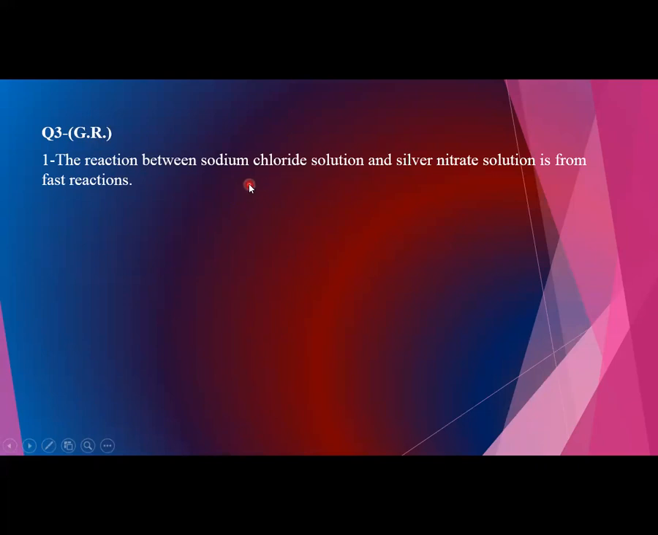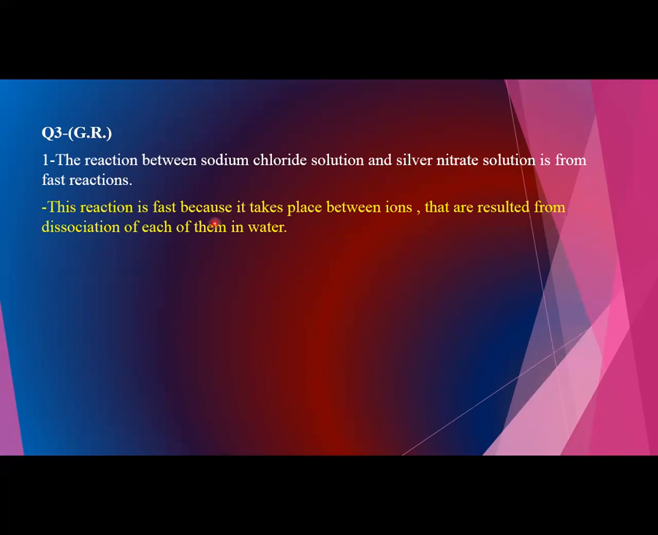So we agreed that the kind of bond affects the speed of the chemical reaction. If it is an ionic bond, it is faster than a covalent bond. This is very clear: ionic is faster because it takes place between ions. So what will the answer be? This reaction is fast because it takes place between ions that result from the dissociation of each of them in water. The dissociation gives Na positive and Cl negative, and the dissociation gives Ag positive and NO3 negative.